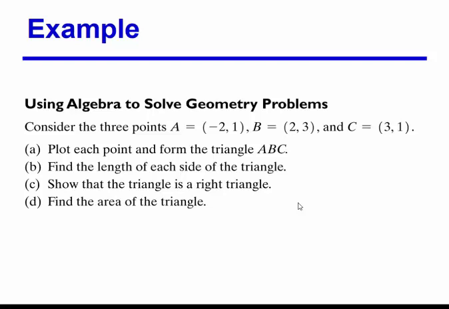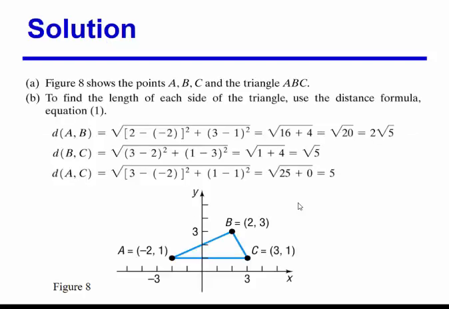Now, the next example is using algebra to solve some geometry problems. We're going to consider the 3 points A, B, and C. A is (-2, 1), B is (2, 3), and C is (3, 1). We're going to plot each point, form the triangle ABC, and find the length of each side of the triangle. We're going to show that the triangle is in fact a right triangle, and then find the area of the triangle.